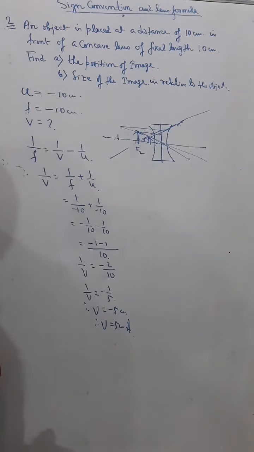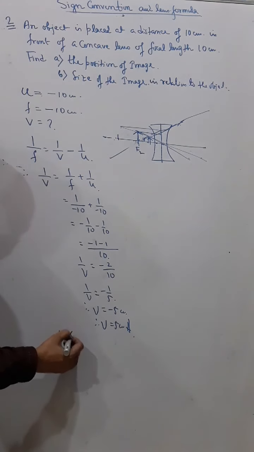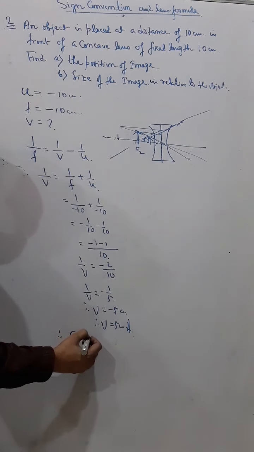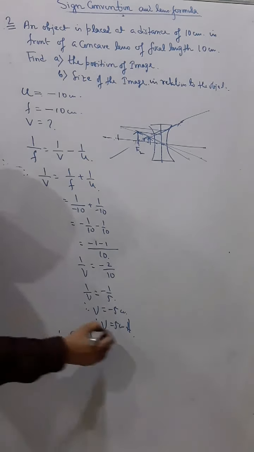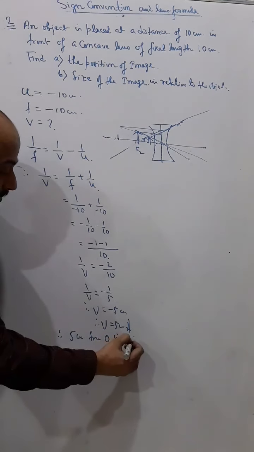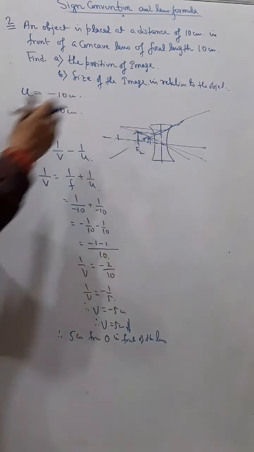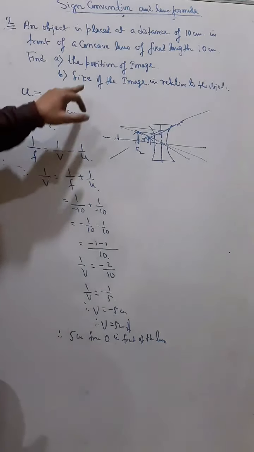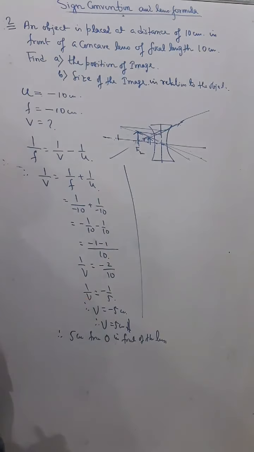So that is the position of the image. So the position of the image you can say is 5 centimeter from O, in front of the lens. That means on this side. Okay, now they told the size of the image in relation to the object.